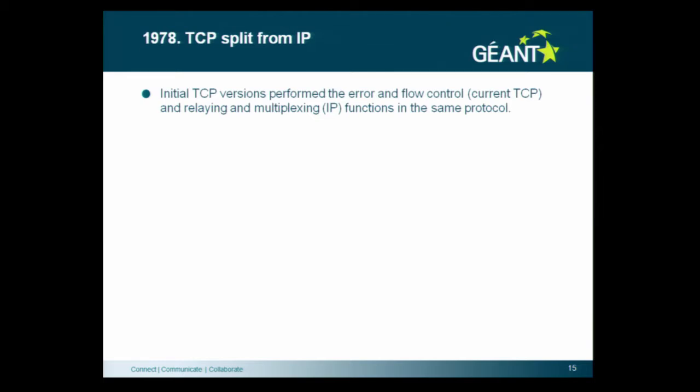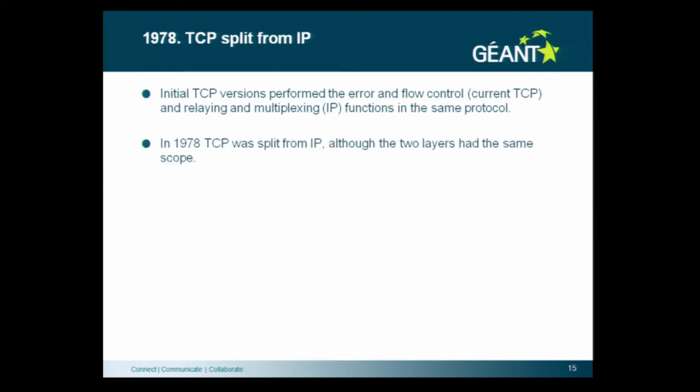In 1978, they decided to split TCP from IP. These initial versions performed error and flow control, TCP, and relaying and multiplexing in the same protocol. That was originally TCP/IP. It was one layer, not different layers.